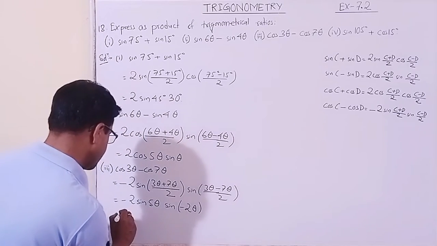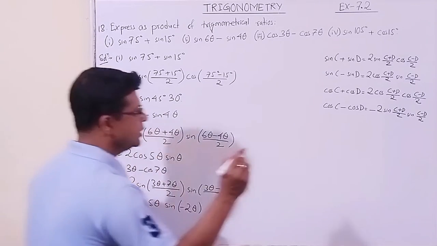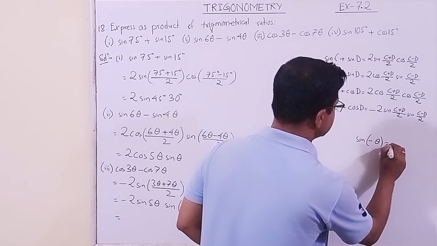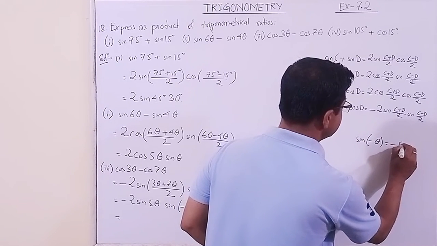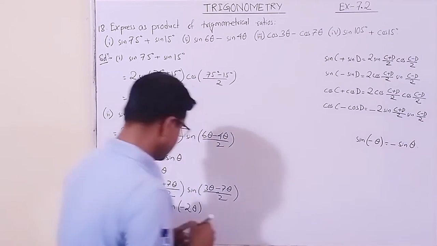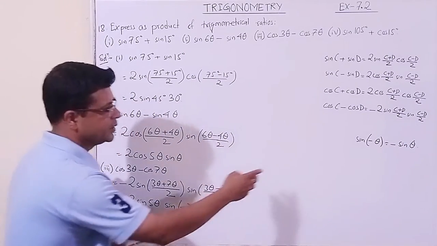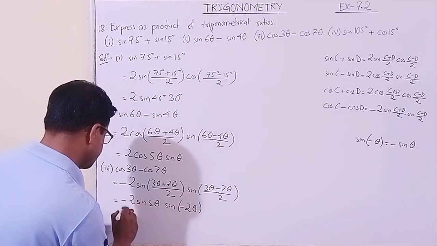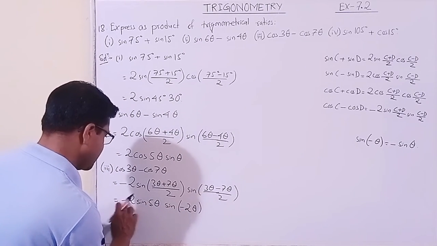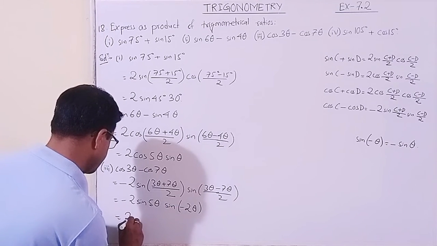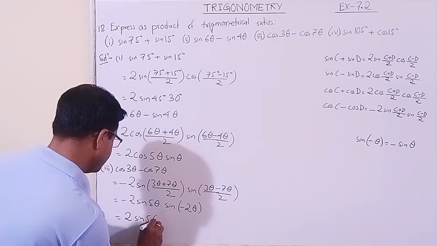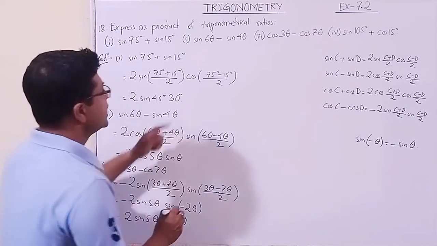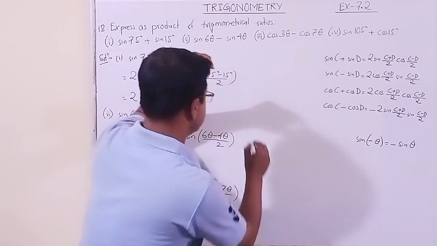This is done. Now next, we know that sine of minus theta is minus sine of theta. Here this is sine of minus 2 theta, so this minus sign will come in front of that sine theta. So this minus and this minus is plus. So this is twice sin 5 theta sin 2 theta. Have you understood this? Now only number 4 is left.